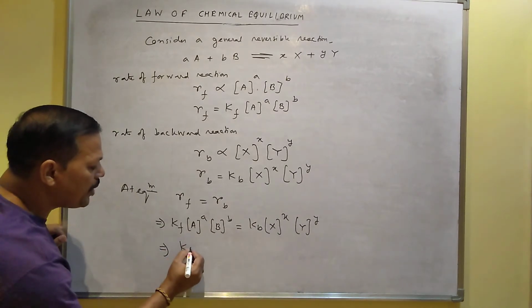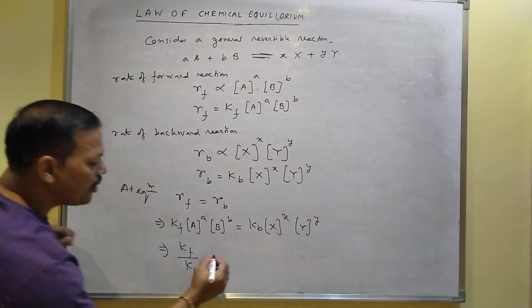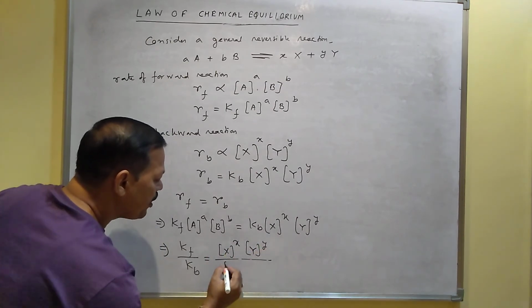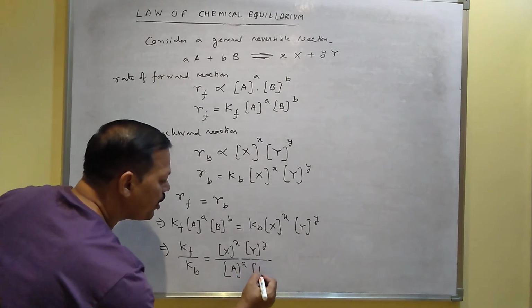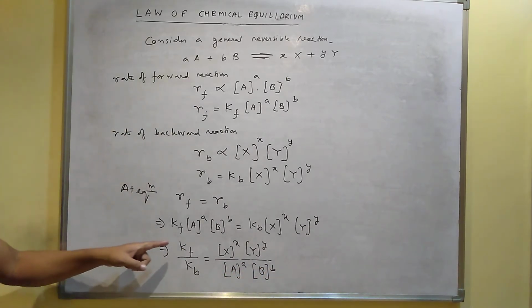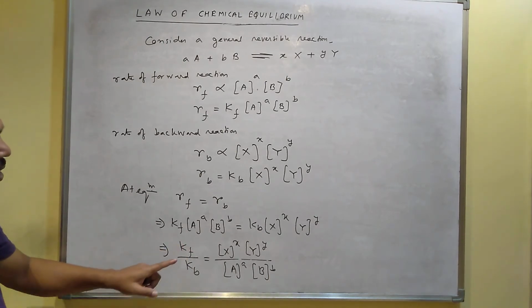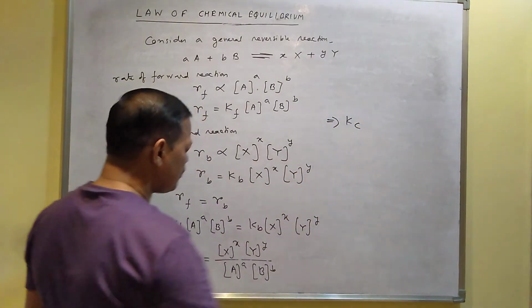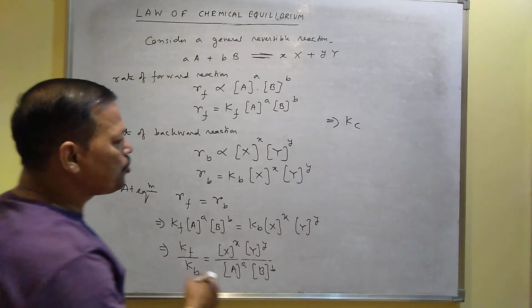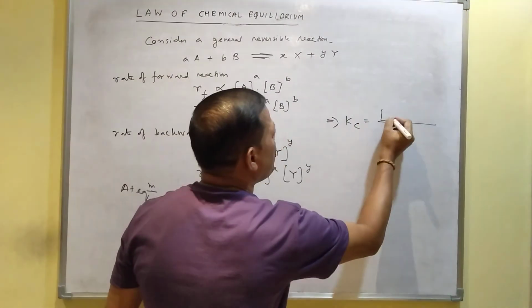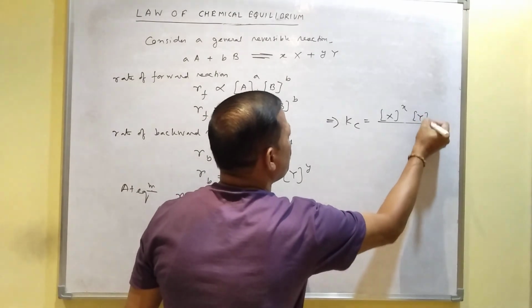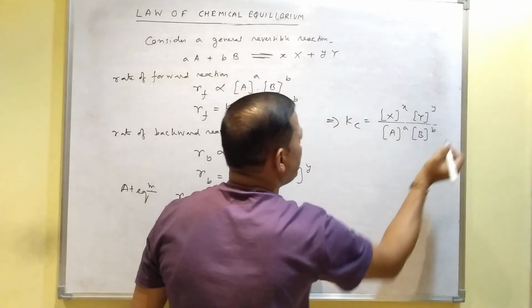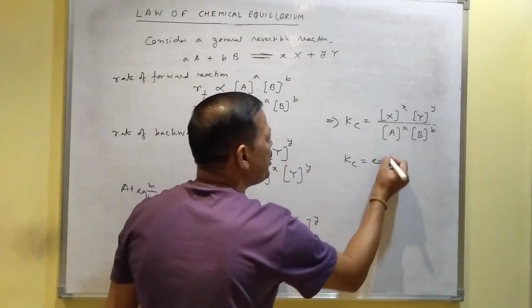So when you do Kf by Kb, you will get concentration of X to the power x into concentration of Y to the power y, divided by concentration of A to the power a into concentration of B to the power b. This Kf by Kb, the rate constant of the forward reaction by the rate constant of the backward reaction, you can write as Kc. So Kc is equal to concentration of X to the power x into concentration of Y to the power y divided by concentration of A to the power a, concentration of B to the power b. This Kc is called the equilibrium constant.